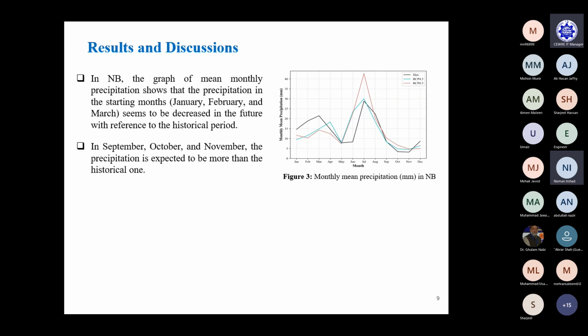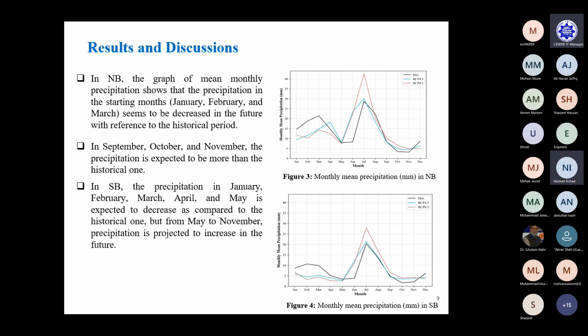In north Balochistan, figure 3, the mean monthly precipitation, shows that precipitation in the starting months, January, February, and March, seems to decrease in the future with reference to the historical period. In September, October, and November, the precipitation is expected to be more than the historical one. In south Balochistan, the precipitation in January, February, March, April, and May is expected to decrease as compared to the historical one, as we can see from these graphs. From May to November, the precipitation is projected to increase in the future.